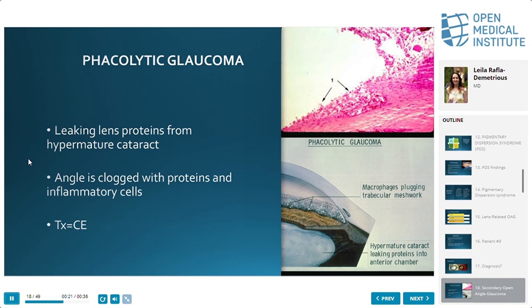So this is a nice schematic from the AO where we can see macrophages that are actually physically clogging the angle, and a little schematic here showing lens proteins leaking out and causing this inflammatory reaction.